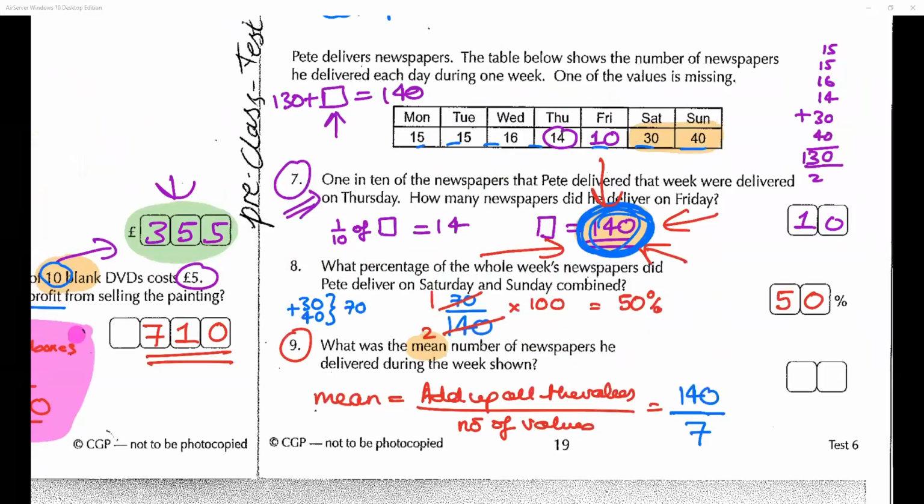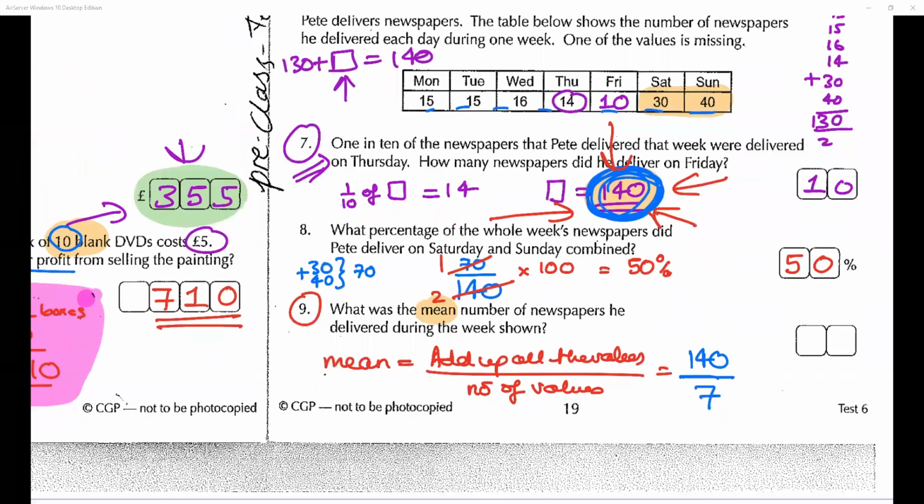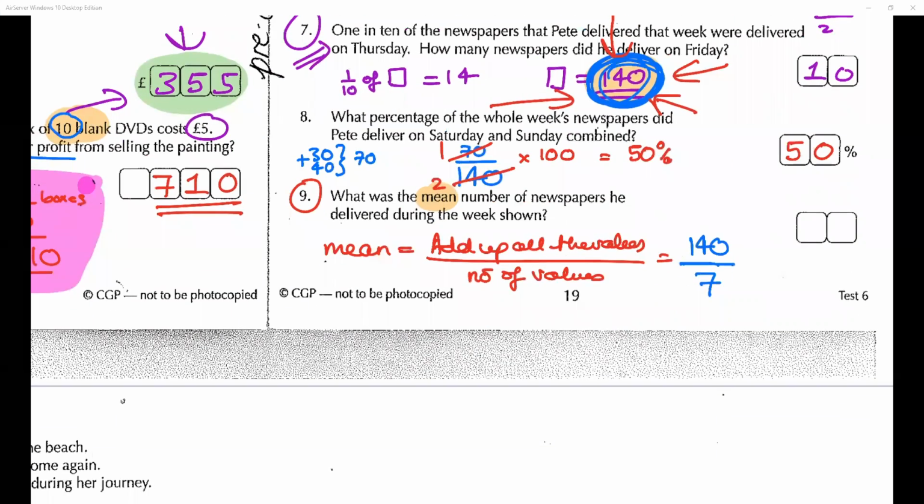There's 7 values for the 7 days. So what's 140 divided by 7? 20. Fantastic, young man.